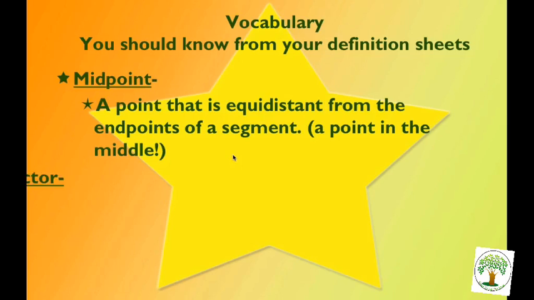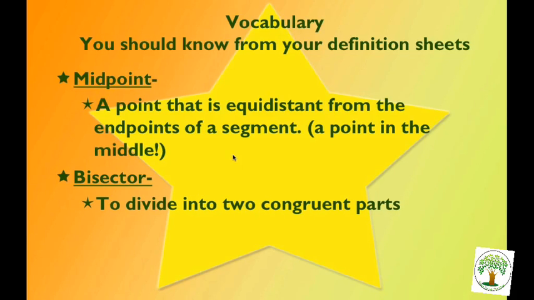That's the point where the bisector goes through. And the bisector, you guys have, is the thing that divides it into two congruent parts. And it's the part where it meets at the midpoint. Equal parts? Sure, okay, that's fine. Divides into two congruent parts. So the bisector is the object, and the midpoint is where it crosses.